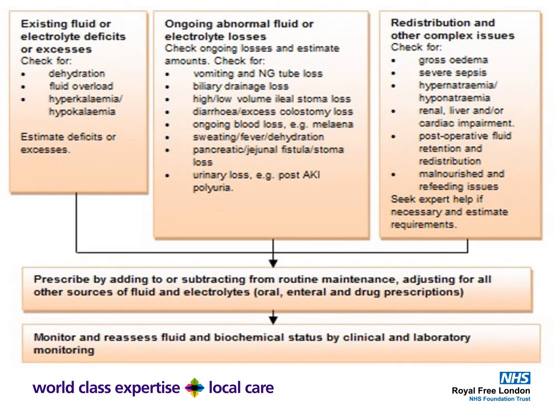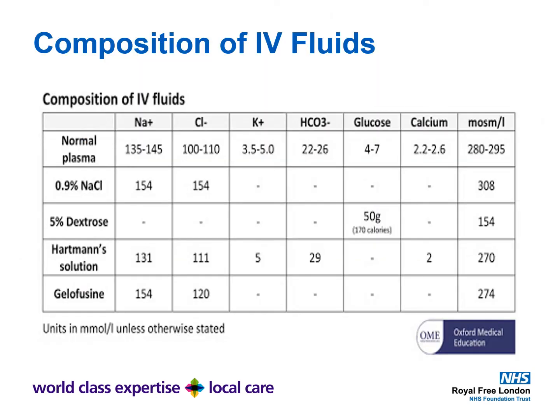When you're reviewing the redistribution, for example, you want to consider any existing fluid or electrolyte deficit, so dehydration and so on. You want to think about, are there any ongoing losses, so post-AKI polyuria, pancreatic or fistula loss, sweating, dehydration and so on. Are there other redistribution or other complex issues, so edema, sepsis, post-operative fluid retention and malnourishment? So again, you want to make sure that when you're assessing your patient, it's all considered in a balance.